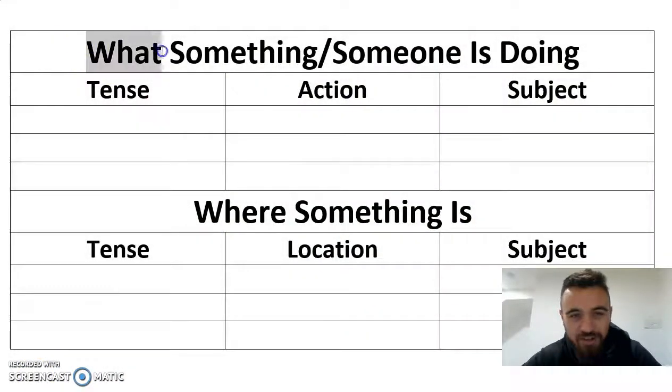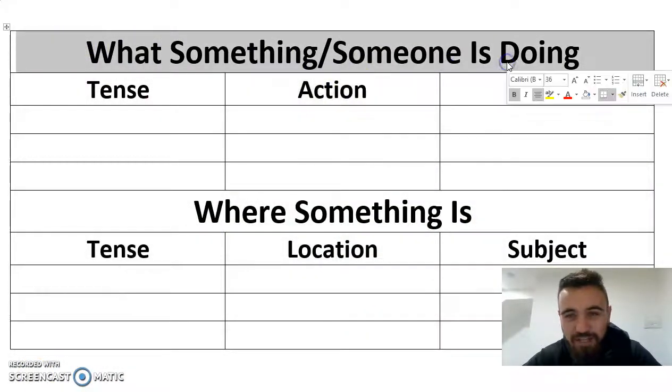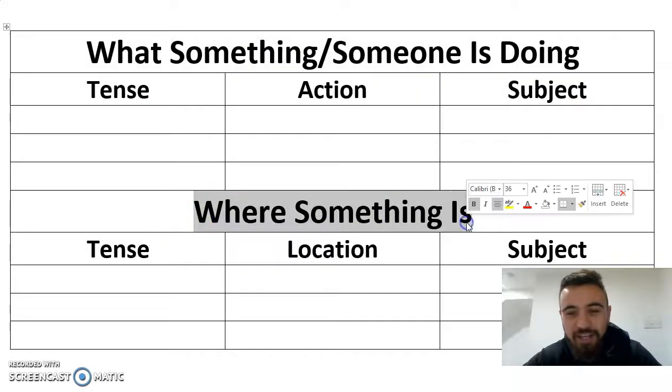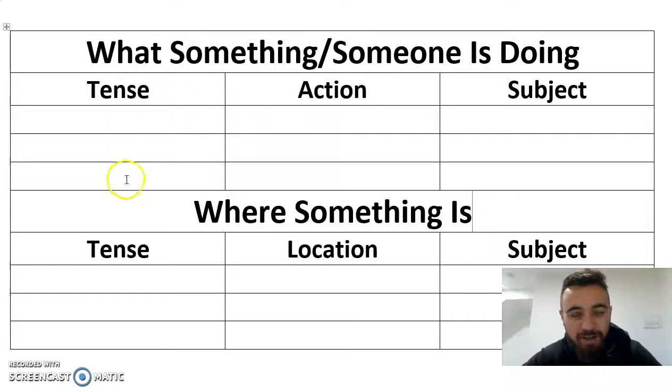So, what something or someone is doing is the first thing we're going to talk about, and the next one is where something is. So I've broken it up into these columns here so you can see the structure of each sentence. The first one in both of them is the tense. The next one for the doing is an action, and then the last one there is the subject, whereas the bottom one you've got the tense, then the location, then the subject.